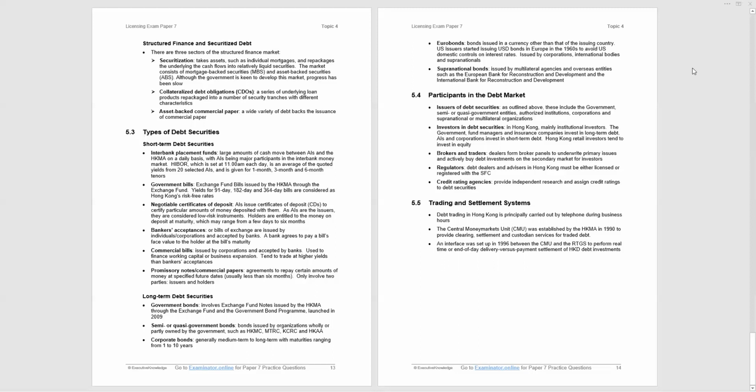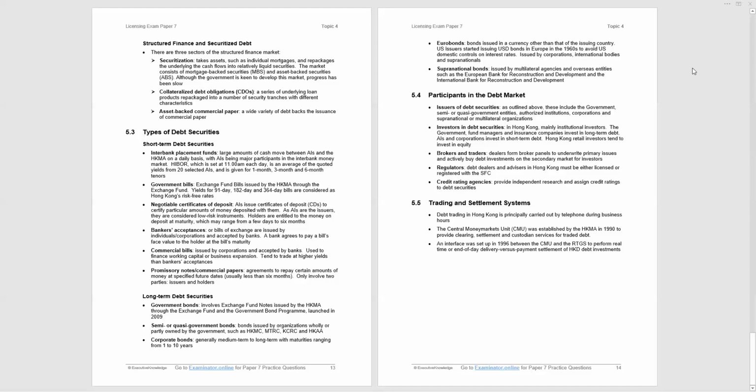And an interface was set up in 96 between the CMU and the RTGSA to perform real-time or end-of-day delivery versus payment settlement. It's getting a little bit technical. I'd certainly know that second bullet point. Okay, that brings us to the end of topic for the debt market, and it tends to be one of the more examined topics. That is to say, it has the highest number of questions in paper 7.